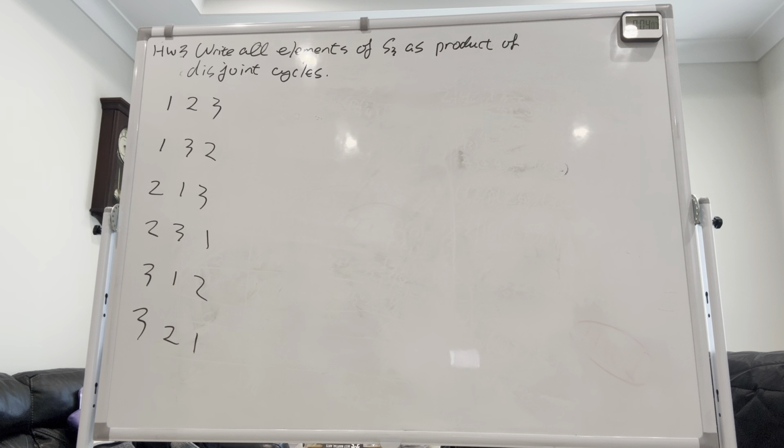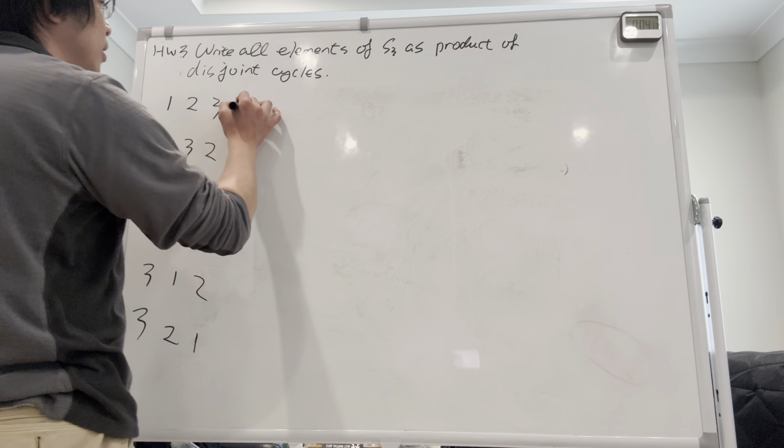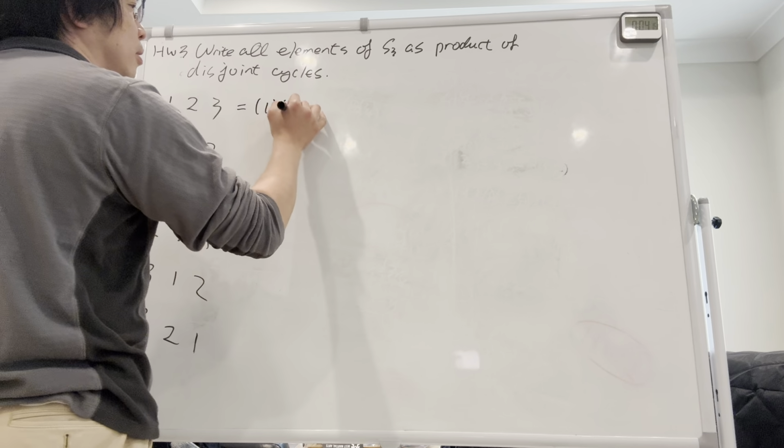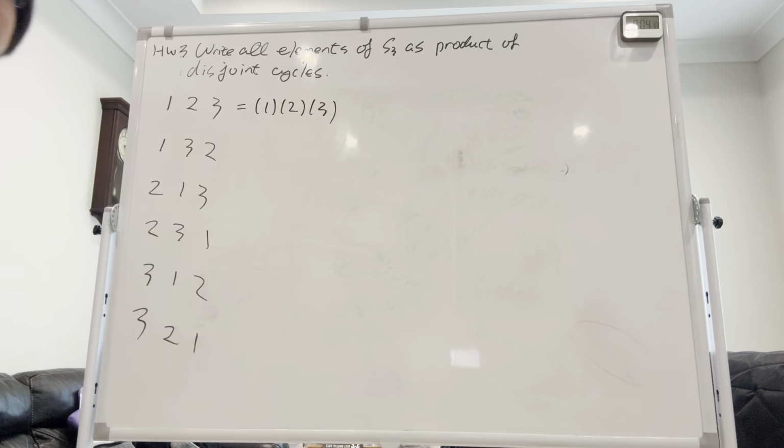So 1, 2, 3. I'll do the first one for you. The way to write it as a disjoint cycle is actually might be the hardest one. We have to write all three elements, because you have to write it as disjoint cycles, and the only disjoint cycle that does not move anything is (1)(2)(3).